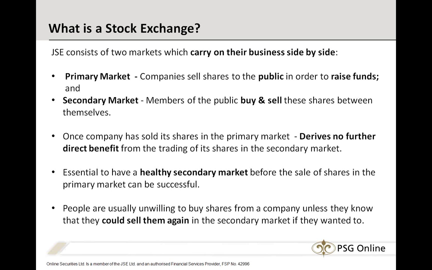We've got the primary market. This is where companies come to the market to sell their shares to the public, and obviously to raise funds. That is the main objective of the JSE, capitalism at its best. But also there's a secondary market where members of the public, you and I, will be buying and selling those shares between ourselves. But once the company has sold the shares in the primary market, it derives no further direct benefit, and I say direct benefit, from trading its shares on the secondary market.